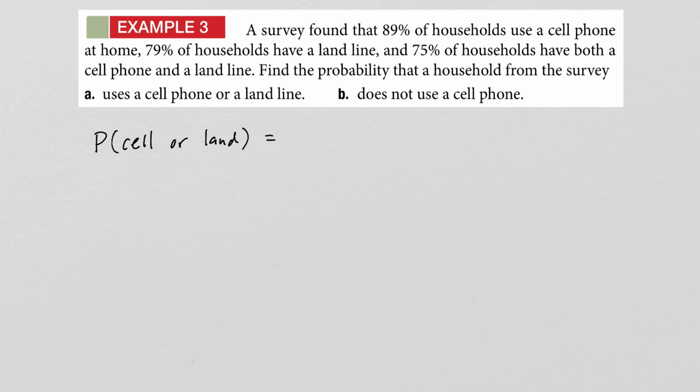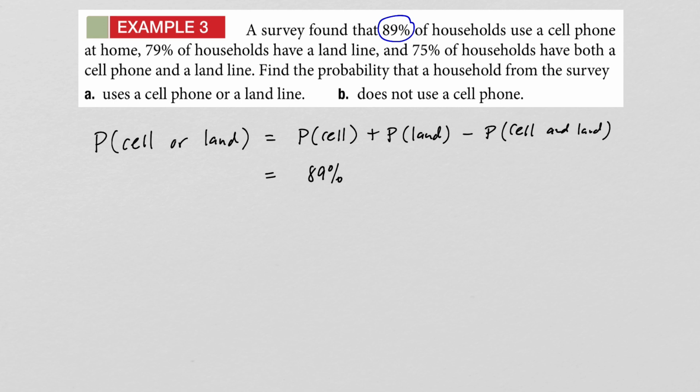All right, this is going to be the probability of a cell phone plus the probability of a landline minus the probability of both a cell and a landline. So what is the probability that they use a cell phone? Well, that was 89%, right? Because 89% of households use a cell phone. Plus, what's the probability that they use a landline? Well, 79% of households use a landline.